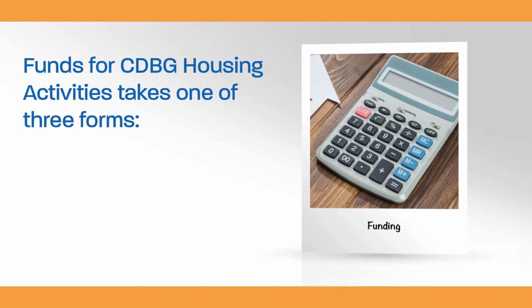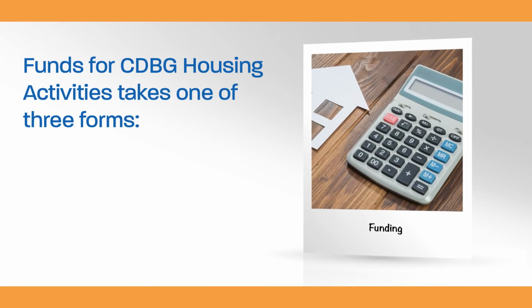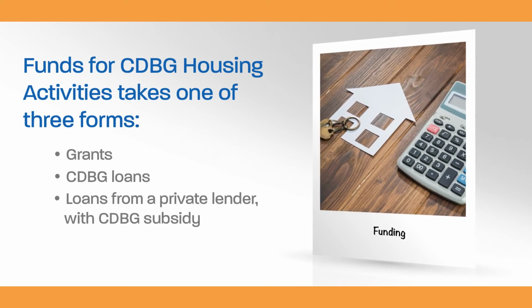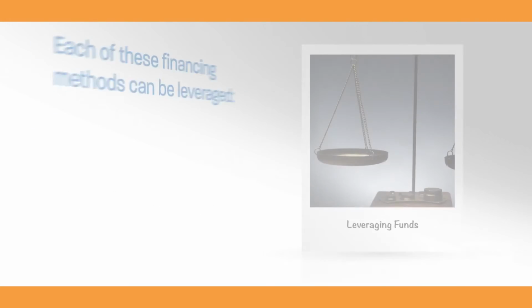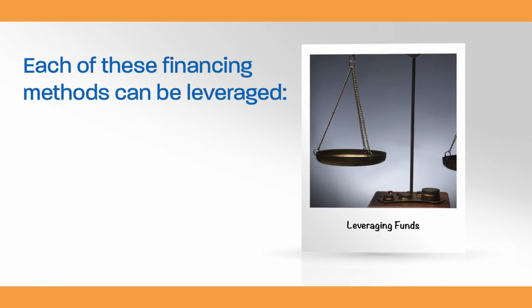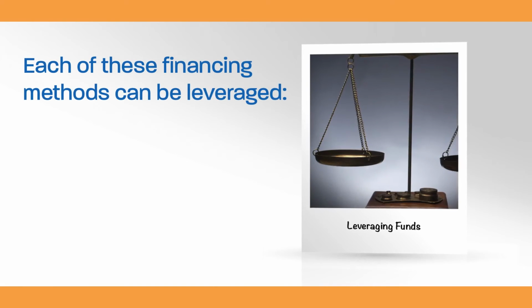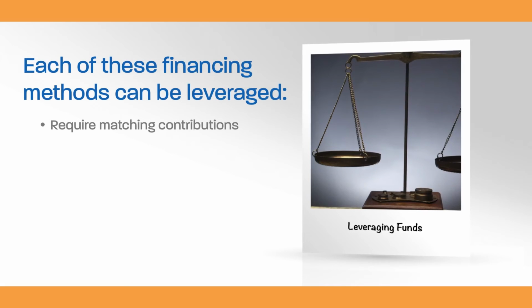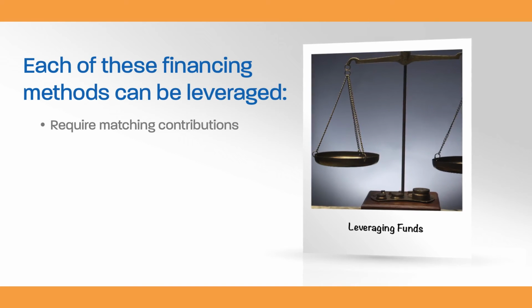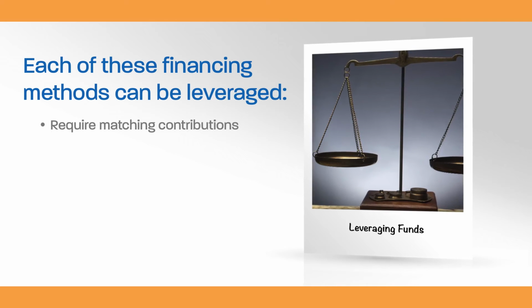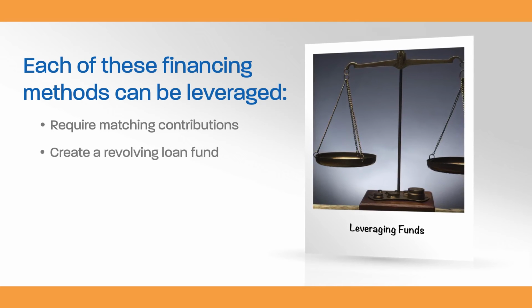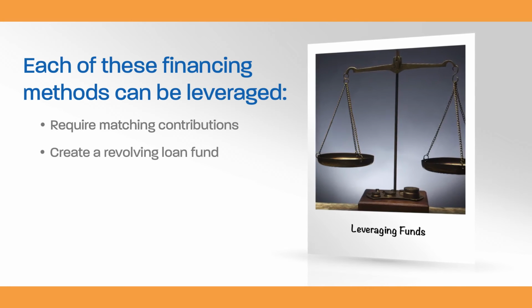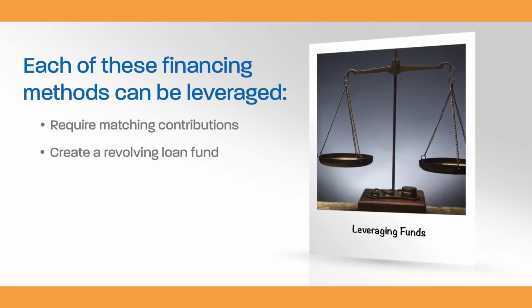CDBG housing funding usually takes one of 3 forms: grants, CDBG loans, or loans made by a private lender with CDBG subsidy. Each of these financing methods can be leveraged. For example, leverage grants by requiring matching contributions from homeowners or an outside source. They can also be leveraged with sweat equity or donated labor. Create a revolving loan fund by providing CDBG loans. When the principal and interest on loans is repaid, the funds can be used to assist other properties.